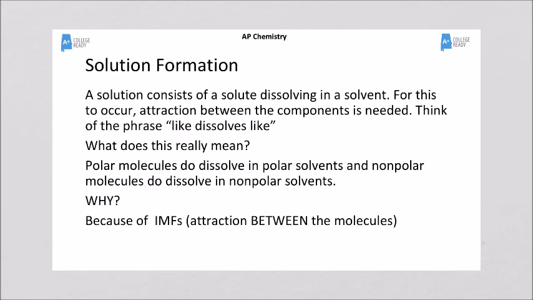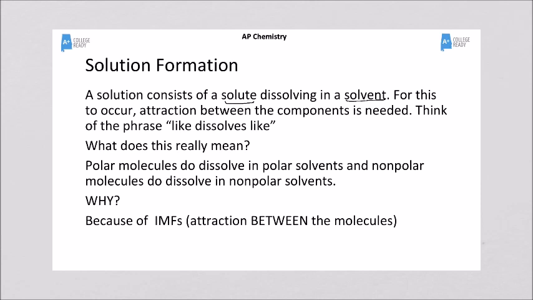All right, now IMFs really play into how solutions form as well. So we learned, like in your first year chemistry class, that a solution is a solute dissolved in a solvent. You might have learned the phrase "like dissolves like," and that works, but we really need to be able to go a little bit deeper in AP chemistry to explain what that really means.